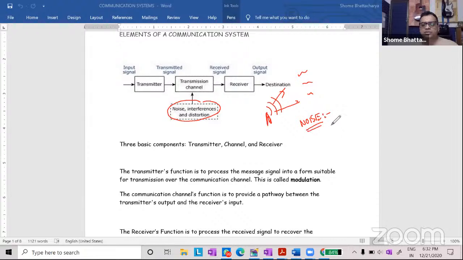Noise is not in the sound sense of noise over here. Noise in a communication system is an unwanted electromagnetic wave that interferes with the transmission signal.